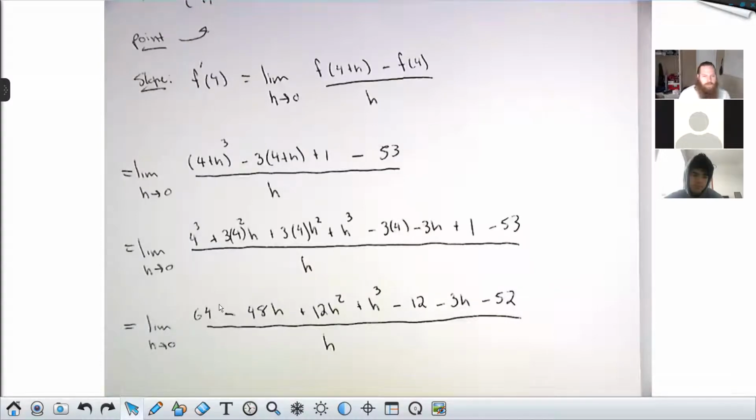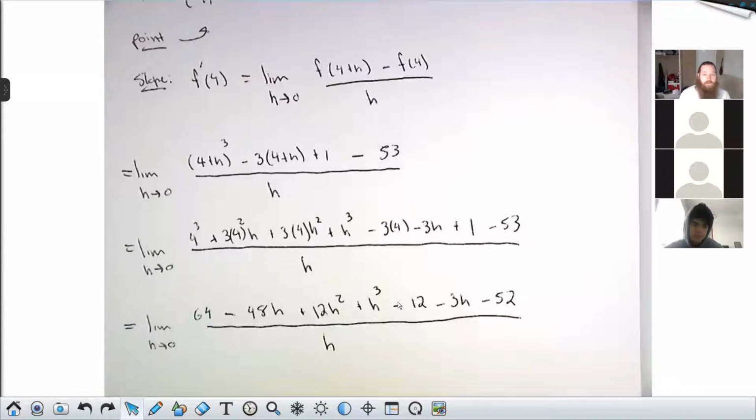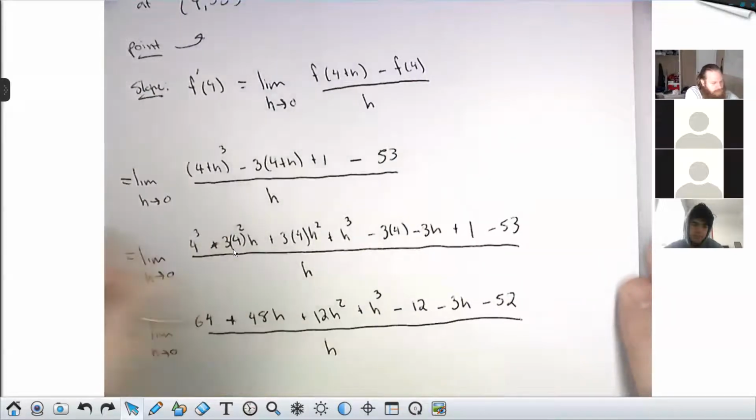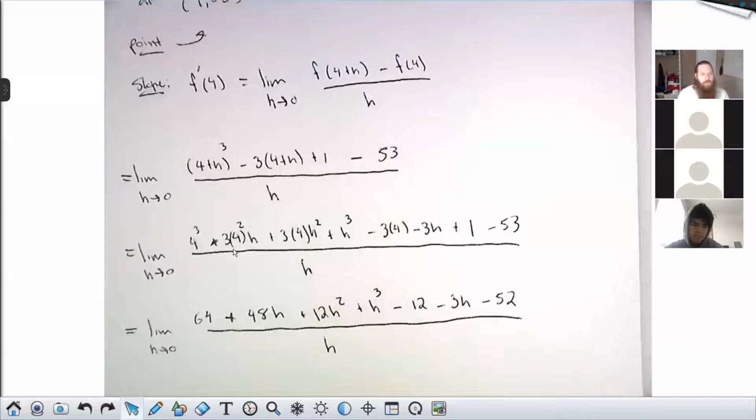So let's combine our constant terms. I've got a 64 here. I have a quick question. Why is it 64 minus 48h? Because in the line above it's 4 cubed plus? Yeah, sorry, no, you're correct. This is a plus, okay. So this should be a plus. Yeah, thank you. Okay. Thanks. No, you're 100% correct.